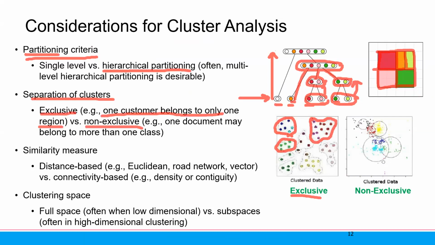But non-exclusive, for example, one document may belong to more than one class. So this is an example of non-exclusive. We know the black color. Maybe I want to create this one, but if I want to create another model like this one, then some data are overlapping. So the document, yes, in many times document can be the best example.